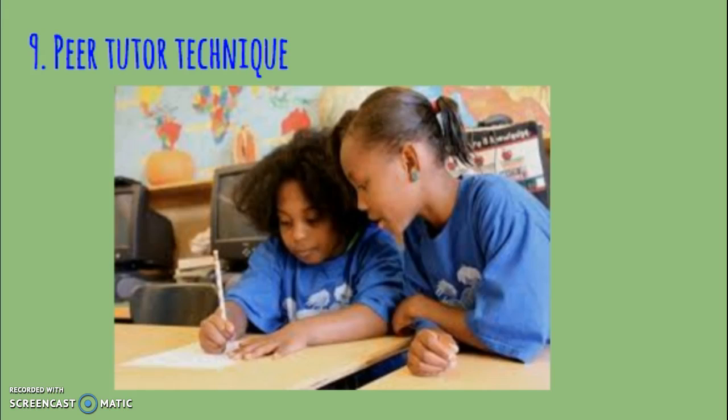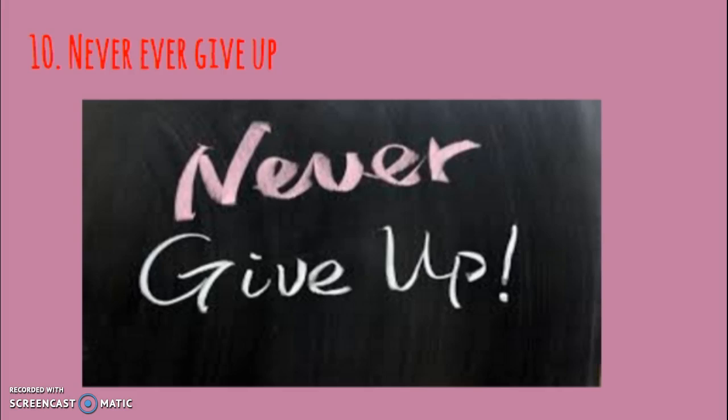Step 9, peer tutor techniques. In this stage, ask yourself, is the difficult student good in one subject? Can he tutor a fellow student? Can he help someone else succeed? It works both ways. Step 10 is never give up.